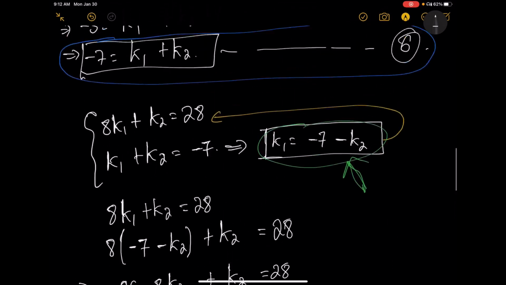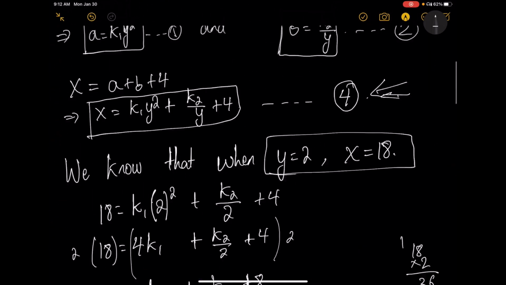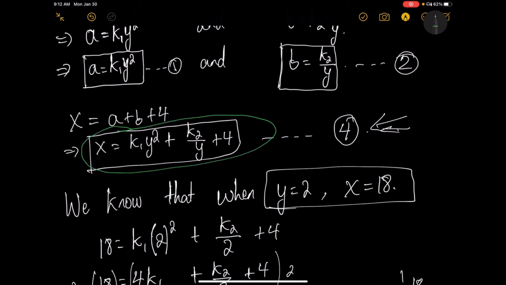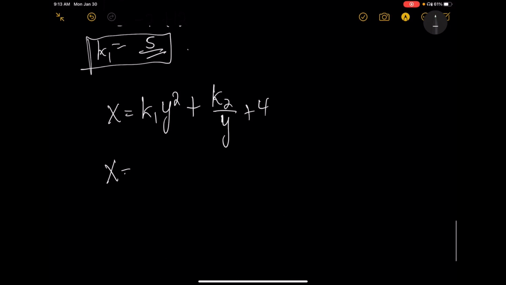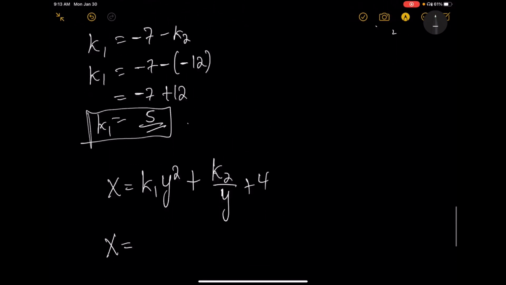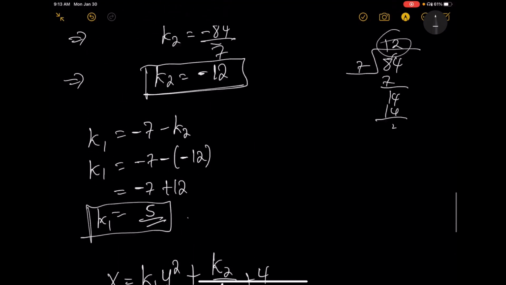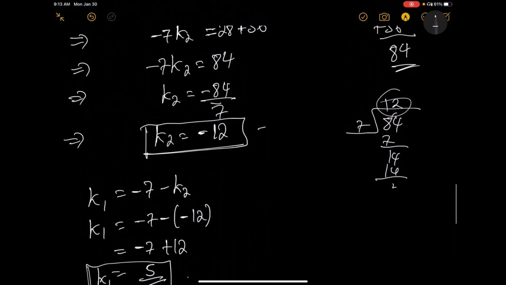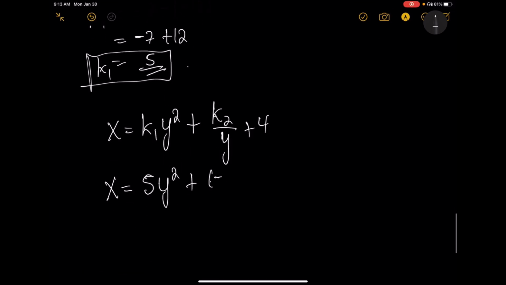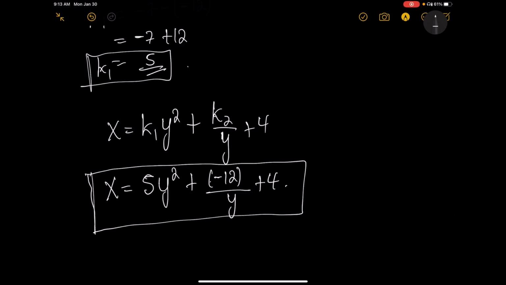So we can write the equation of x from equation number 4. We know what k1 is and what k2 is, so we can simply plug them in. Thus x is equal to 5y squared plus k2, which is negative 12, over y, plus 4. Now this fully expresses x in terms of y. If we know y, we know x.